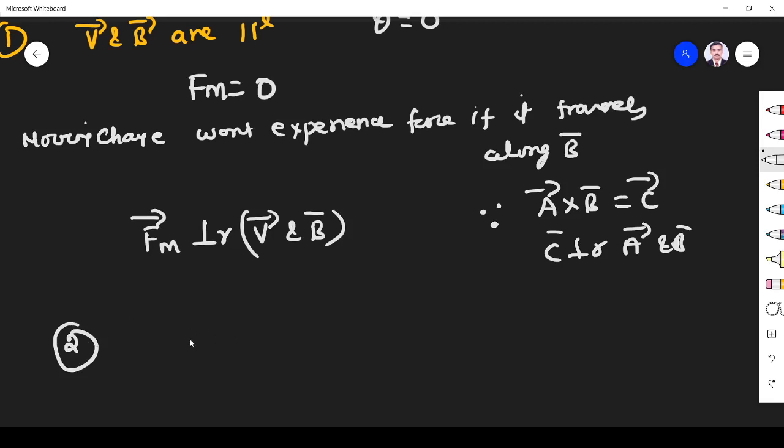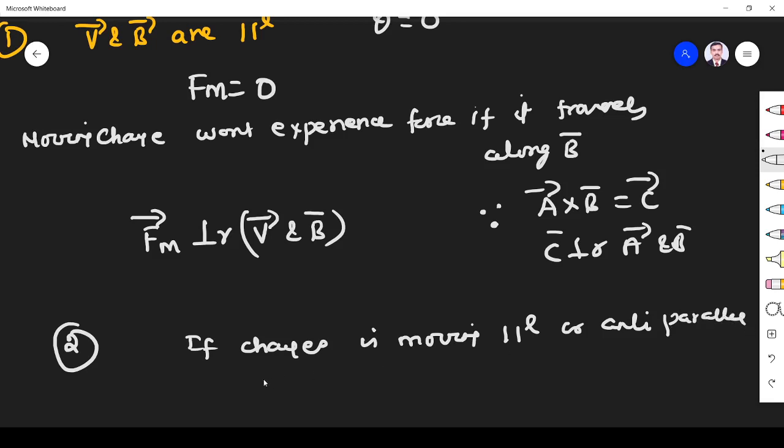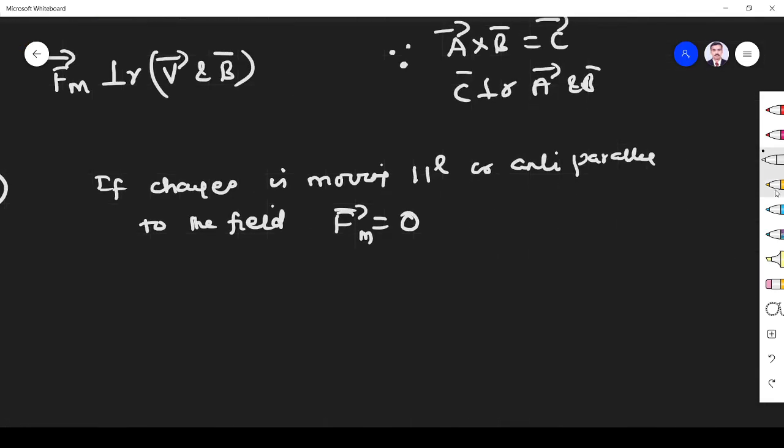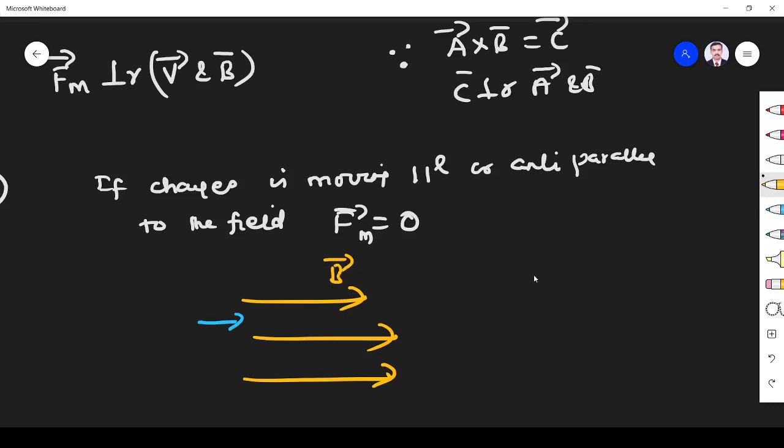The second point is, if the charge is moving parallel or anti-parallel to the field, what is the force? The force experienced by the moving charge is zero. Why? Let us assume this is the magnetic field direction. Suppose my charge moves along this. This is B, this is the v vector. If the charge moves along this, what is the angle between v and B?